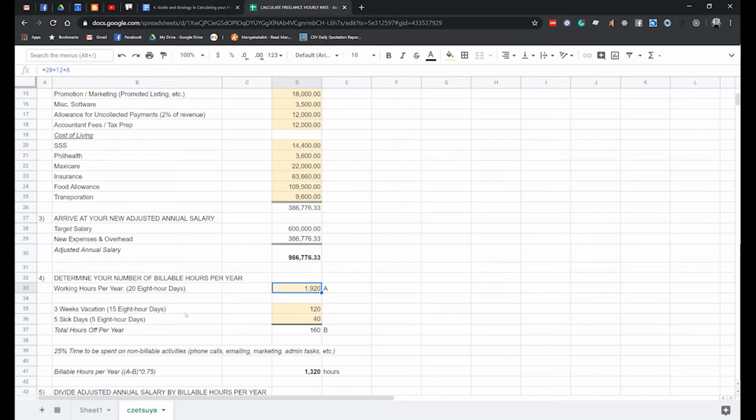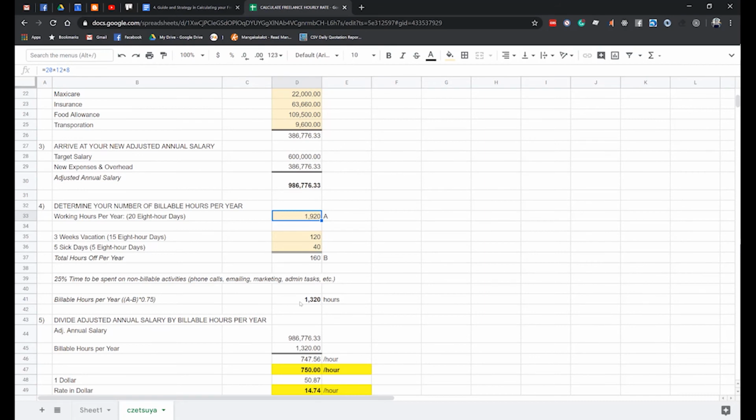Now, let's allot some days for vacation. So we have around 15 8-hour days. So we have 15 times 8. And let's also factor in the sick days, 5 times 8. So total hours off per year is around 160. Now we need to subtract 160 from 1,920. And then we need to multiply it by around 75% because 25% of the time is spent on non-billable activities like phone calls, emails, marketing, and admin tasks.